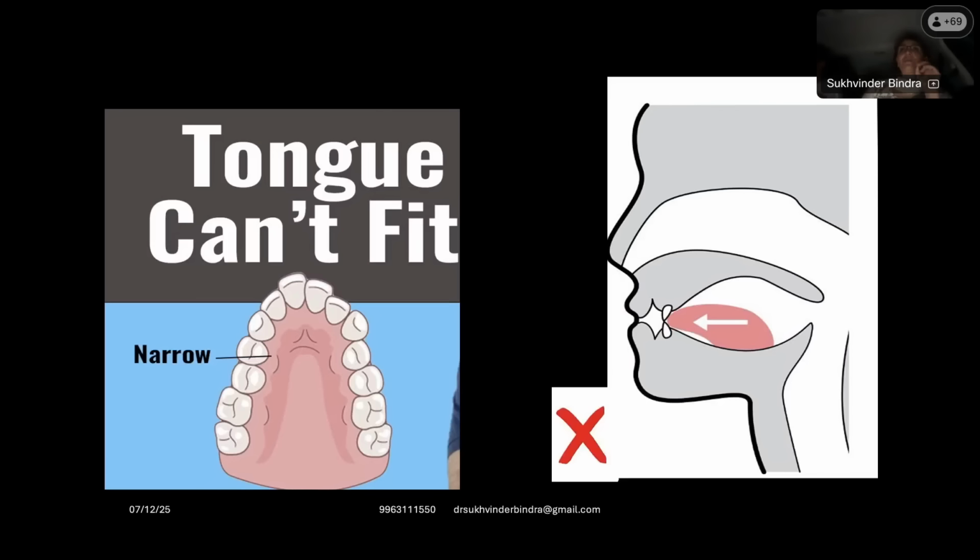The tongue should be resting in the anterior part of the palate, right? I'm sure everybody would have tried it. In case the maxilla is narrow, the tongue will not be able to rest here. So where does it go? It will go into the floor of mouth, which will further block the retrolingual airway.